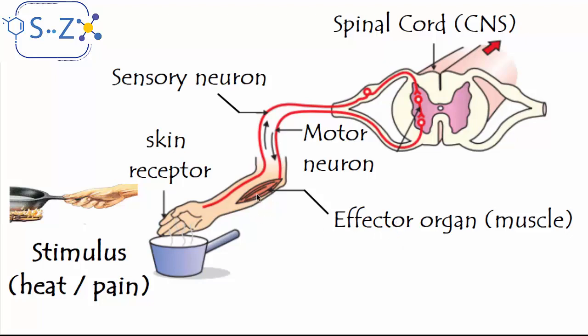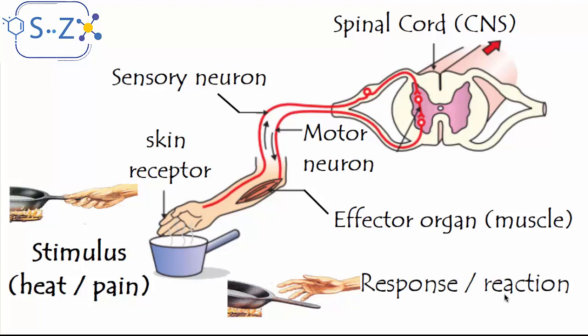In this case it's a muscle, because here when the message reaches the muscle of the arm, the muscle contracts, and this will cause the hand to leave the pan quickly without even thinking about it. Here, this is the response or the reaction, where the person holding the pan drops the pan from his hand quickly without even thinking. This thing that happened is the response or the reaction.